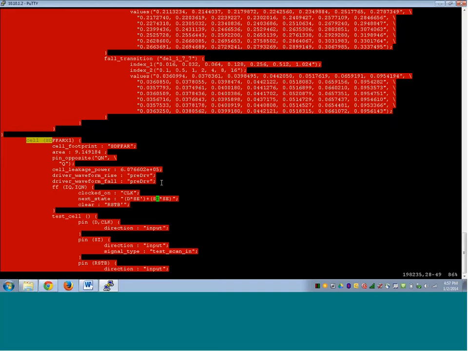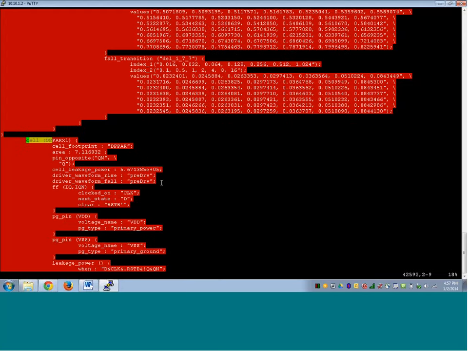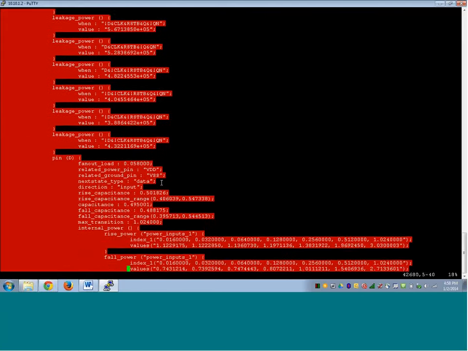Let us look at the non-scan one, it will be simpler to understand. Non-scan flip flops are usually named DFF. Scan ones are called SDFFs. This is a very global kind of naming convention. Here it is clocked on CLK, the next state is D, clear is represented by RSTB, and here the pins are listed. Go down, this is the pin D.